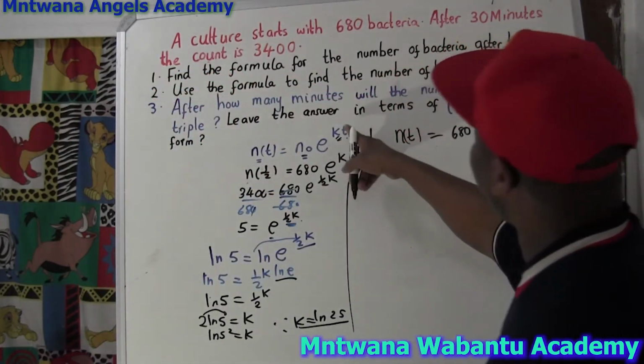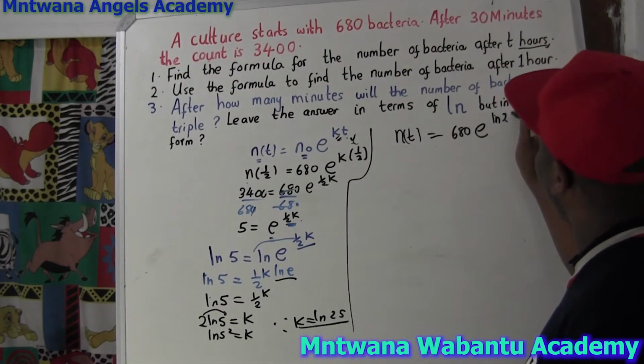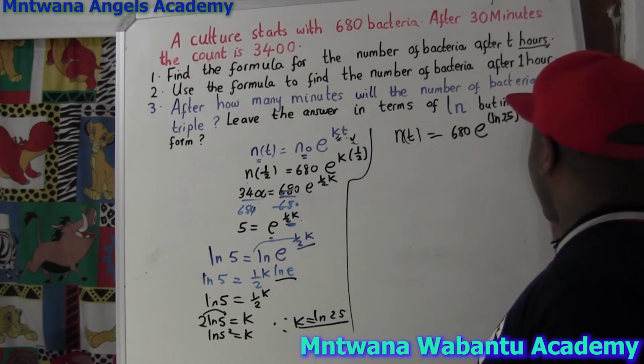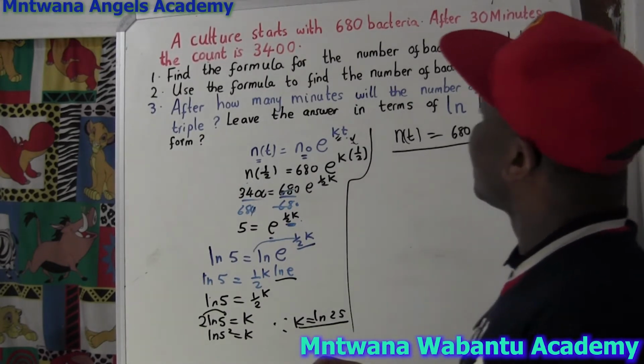Instead of k here, I'll say ln of 25, and then multiply by t. So what is that t? After period t. So that's what we're looking for in the first one. You know what I'm saying?